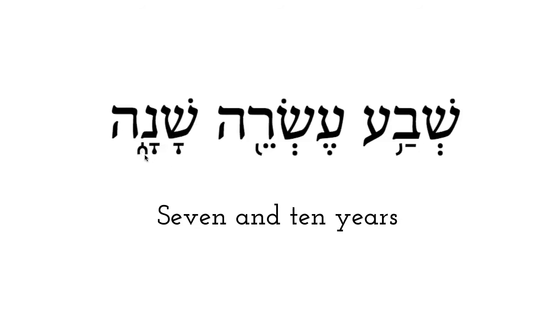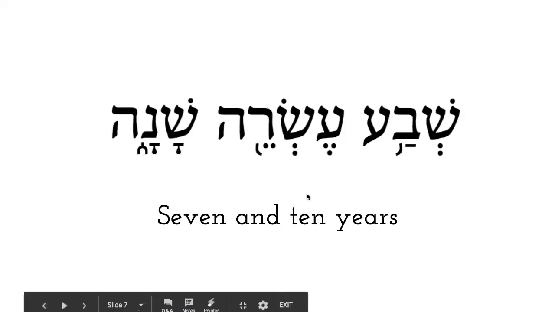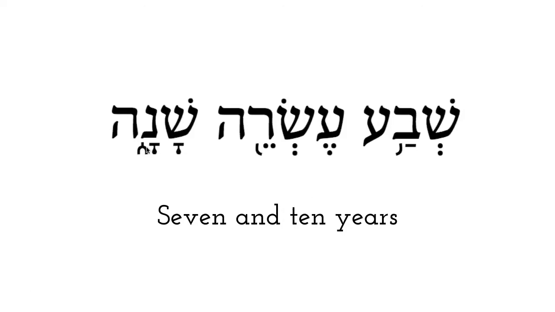So shana. Now shana is the singular form, and the way it works is that if the number is 10 and above, you use the singular shana, and if it's below the number 10, you use the plural shanim. Because this is higher than the number 10, we're going to say shana, the singular form of the word for year. So Shiva Asrei Shana, which means 7 and 10 years.